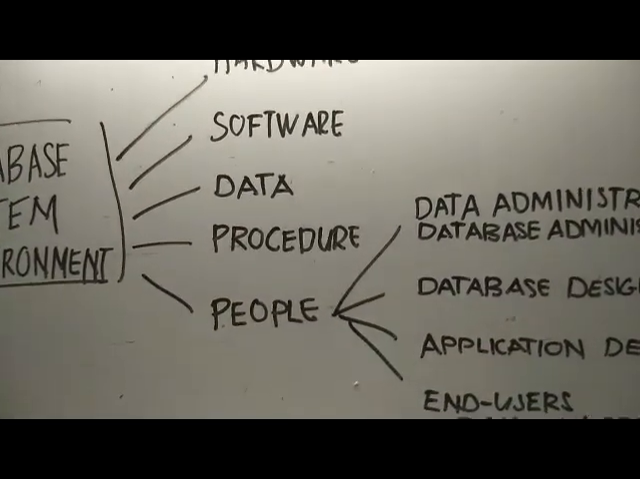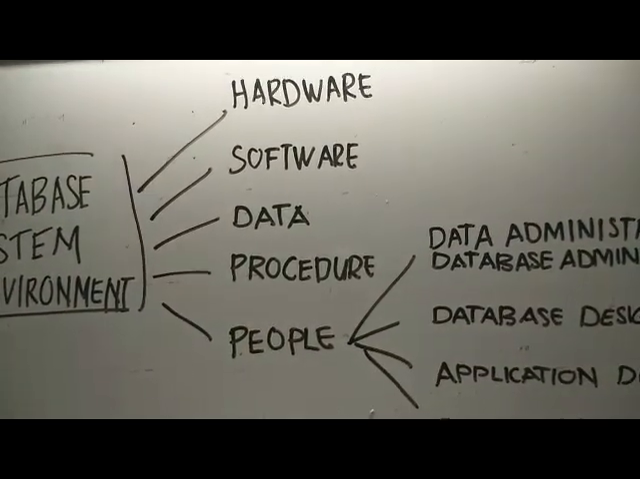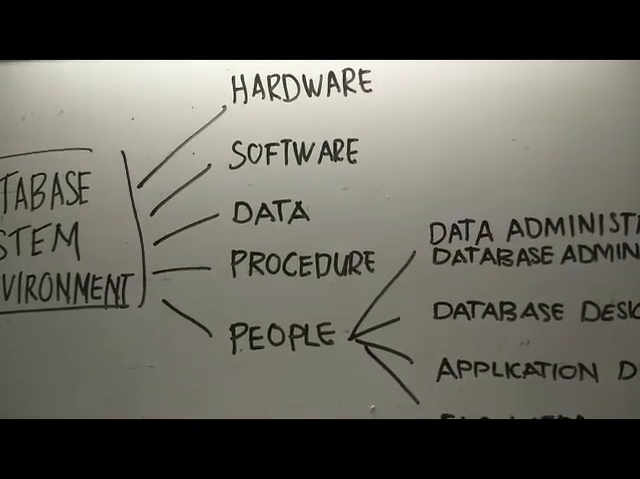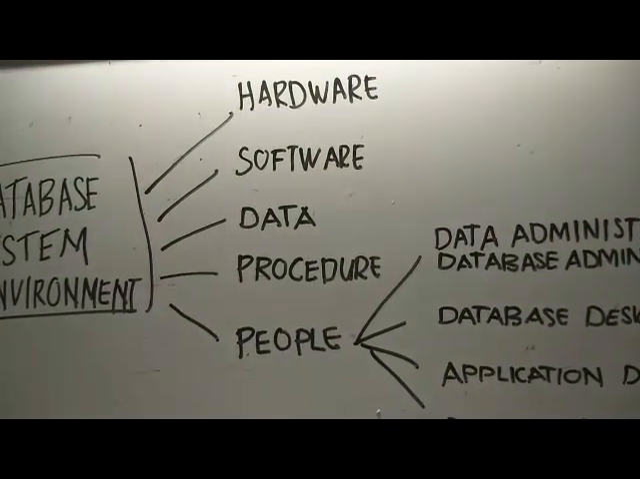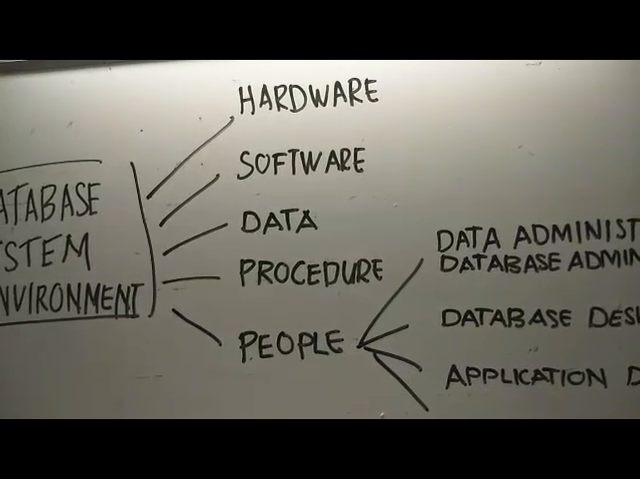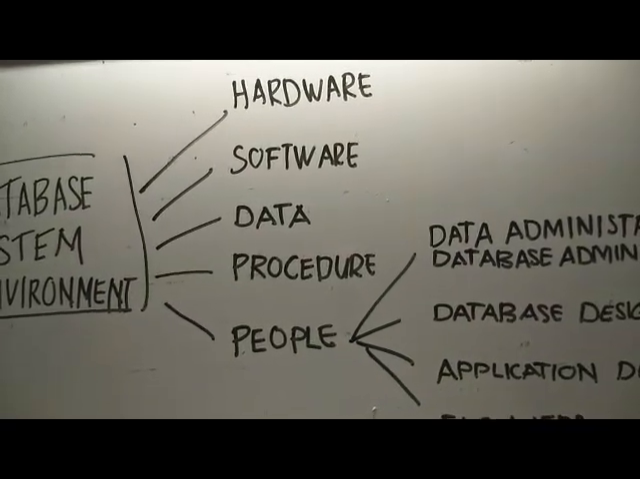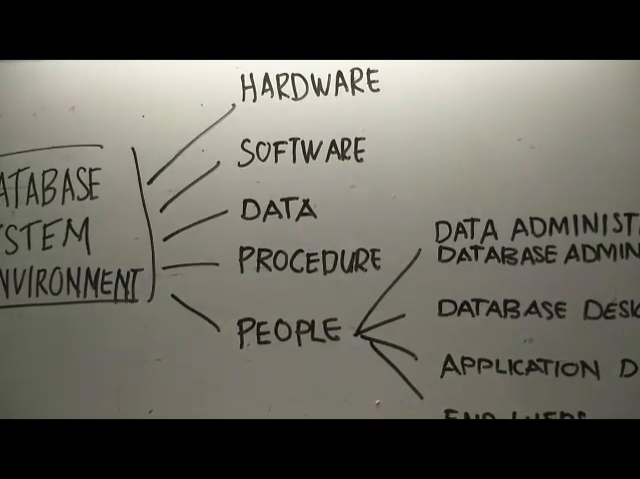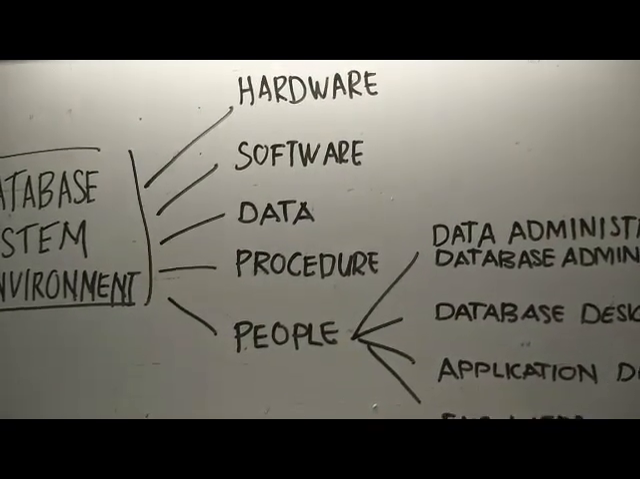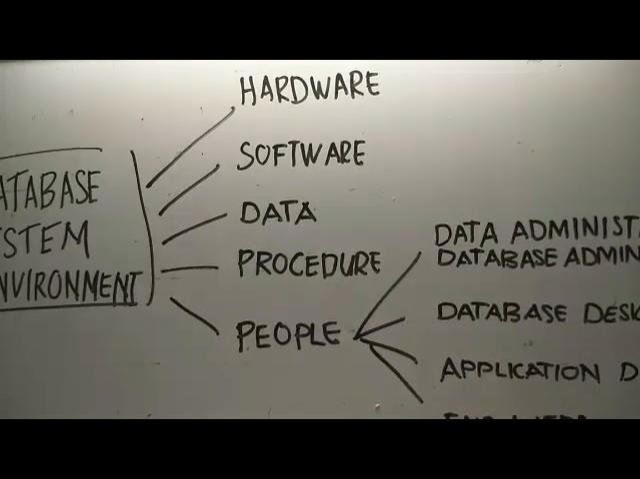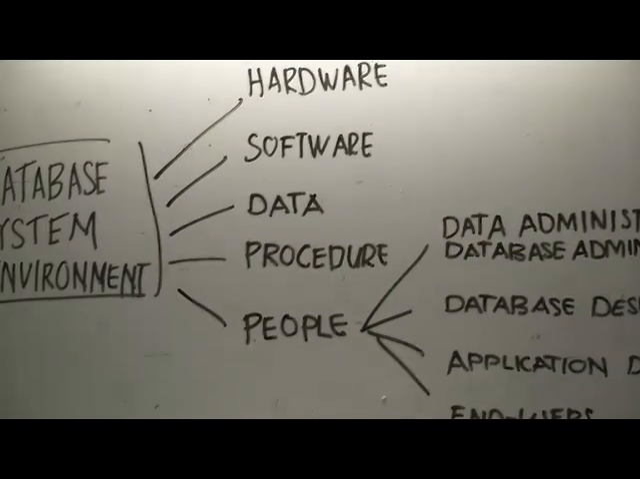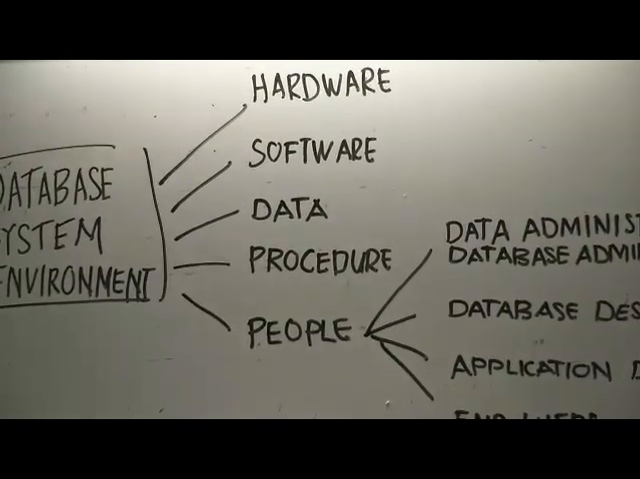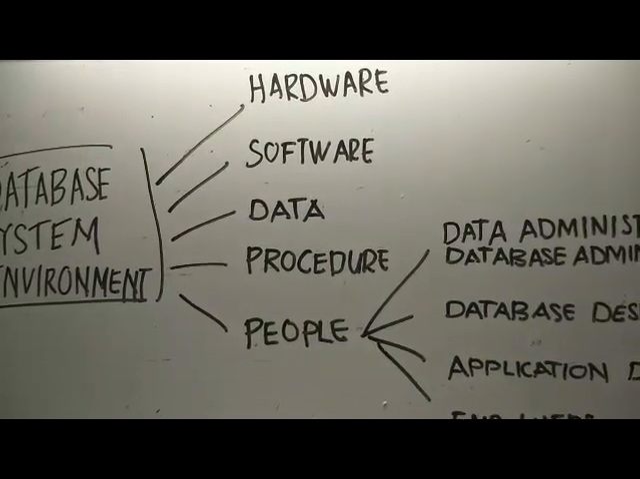Data. Data acts as a bridge between the machine components and the human components. The database contains both the operational data and metadata, data about data. The structure of the database is called the schema. The schema consists of tables or files and fields.